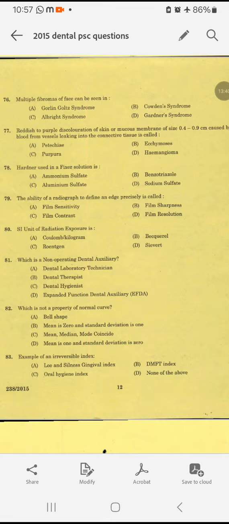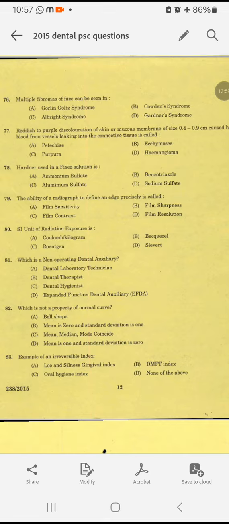78. The hardener used in a fixer solution is ammonium sulfate, benzotriazole, aluminum sulfate or sodium sulfate. Which is the hardener used in a fixer solution? 78C, aluminum sulfate. Aluminum sulfate is the hardener used in fixer solution. Question number 79.